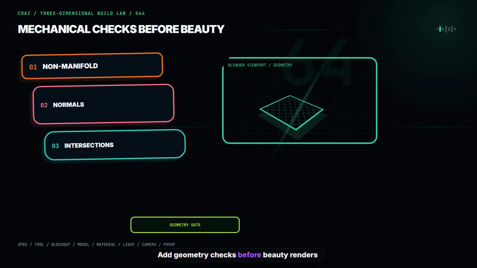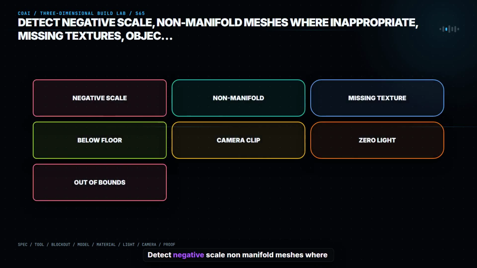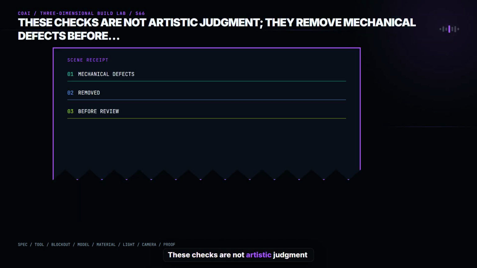Add geometry checks before beauty renders. Detect negative scale, non-manifold meshes where inappropriate, missing textures, objects below the floor, camera clipping, lights with zero energy, and assets outside the expected scene bounds. These checks are not artistic judgment. They remove mechanical defects before the expensive review.